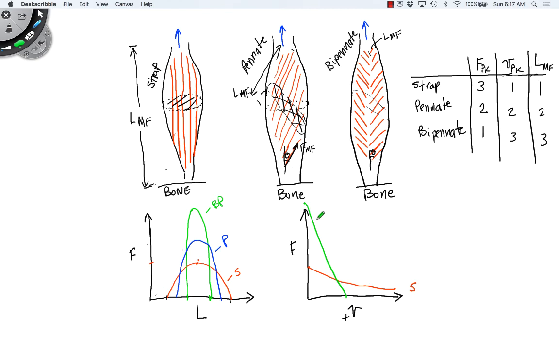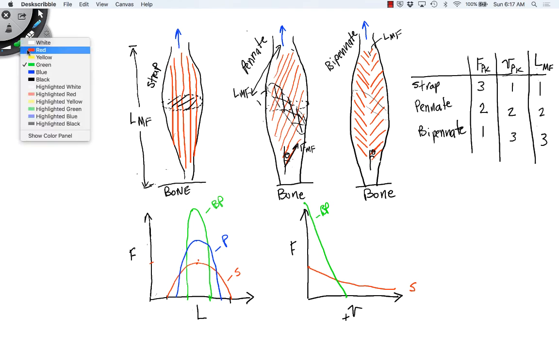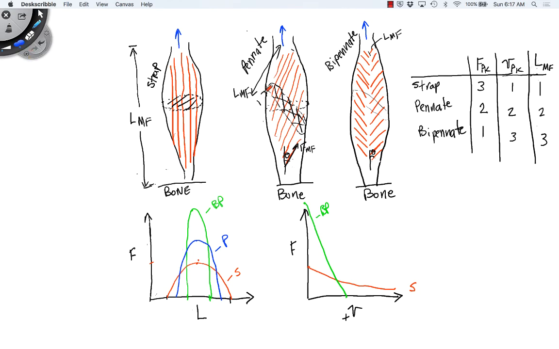And that's the bipennate muscle's peak contraction velocity and peak force output. And then the pennate muscle is going to look something like this. So its peak force is here. It's going to go to something like that. So that's a pennate muscle.